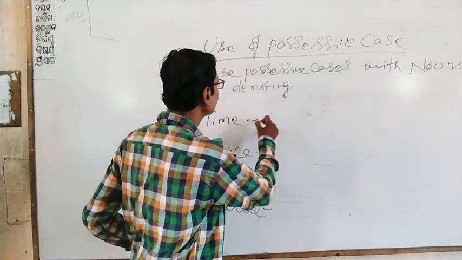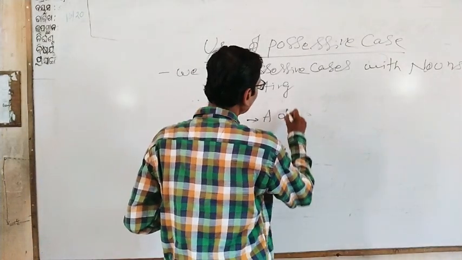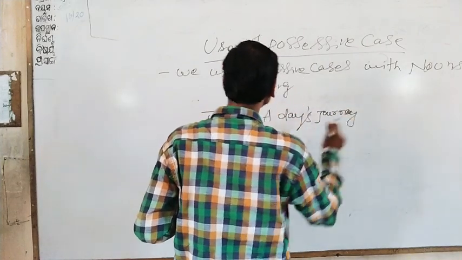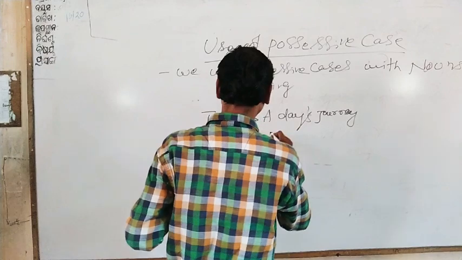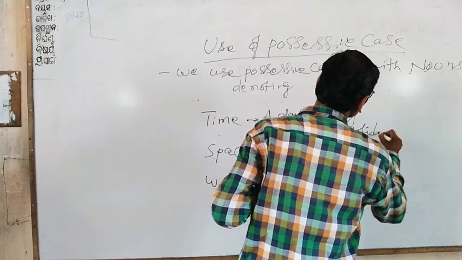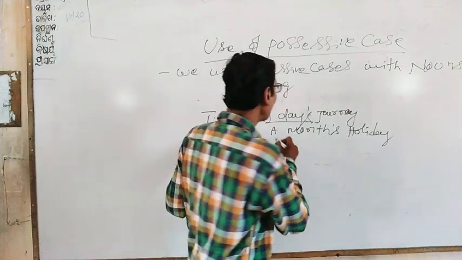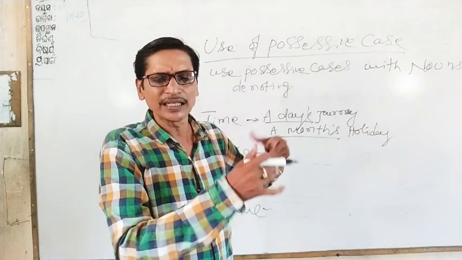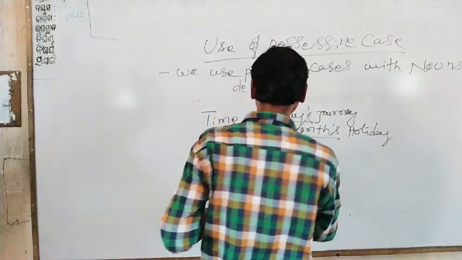For example, let's talk about time. What are we using? A day's journey. That means 1 day's journey. What else can we use? A month's holiday. See, we are talking about the time. A day's journey. A month's holiday. Understood? Month's holiday. Similarly, we can have 3 weeks' leave.